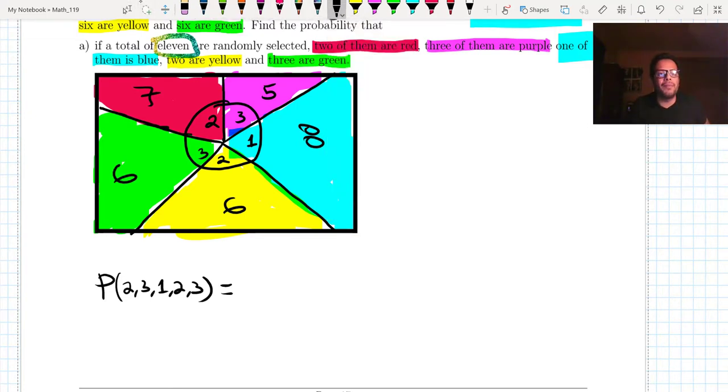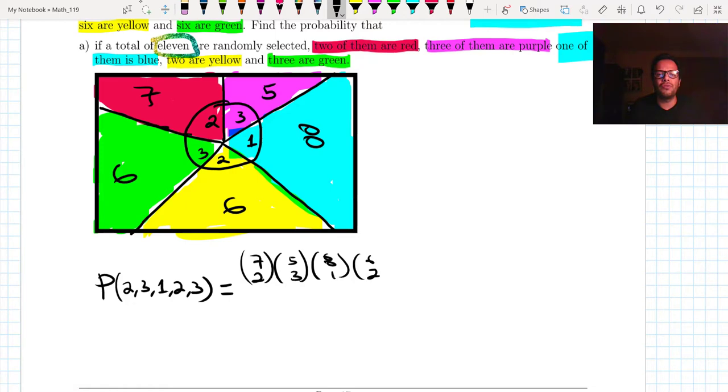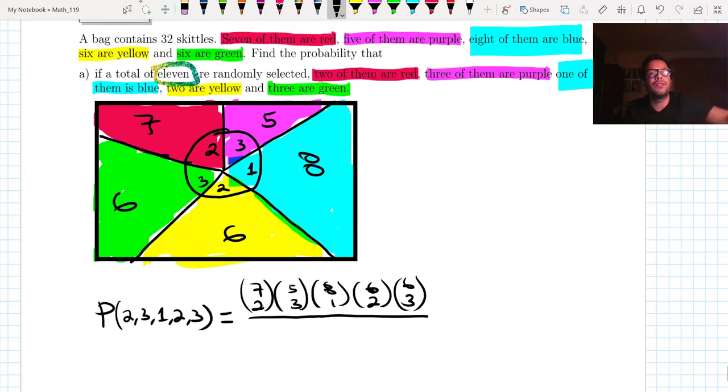From the sample of red ones, there's 7 that I'm going to choose. Okay, let me actually write the other notation first. So 7 choose 2, 5 choose 3, 8 choose 1, 6 choose 2, and 6 choose 3. Divide that by the total amount of Skittles, which in this case we said it was 32.